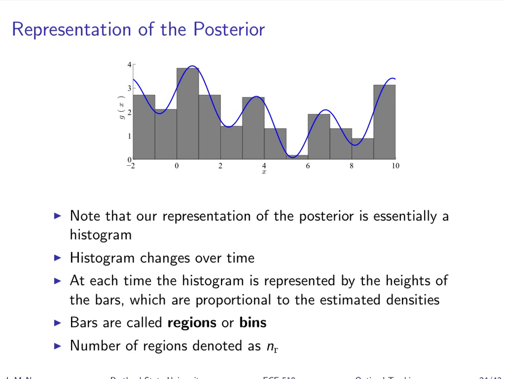But the way we're representing the posterior when you're doing this type of optimal tracking is essentially by the bin heights. So if you've got 500 bins, then you're representing the posterior by 500 numbers. And remember, the posterior changes over time. At a particular time, your representation of the posterior is by those 500 numbers, if you have 500 bins, or sometimes these are called regions instead of bins. And that's something that you get to pick. When you're doing the numerical integration, you can pick the number of regions.